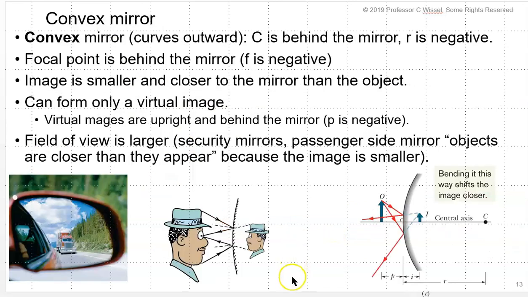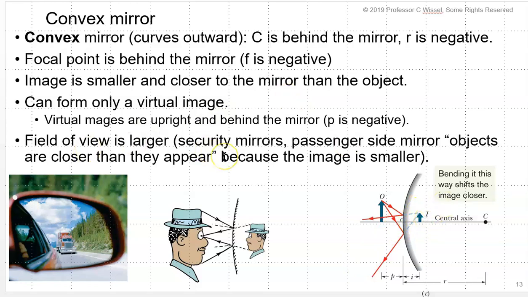Now, a convex mirror curves outward as you look at it. It's sort of like the back side of the spoon, the side you can't eat off of. C will then be behind the mirror. R is then negative. The focal point will be behind the mirror, so F is also negative. The image is smaller and closer to the mirror than the object. It will only form a virtual image, upright and behind the mirror. So P is negative.